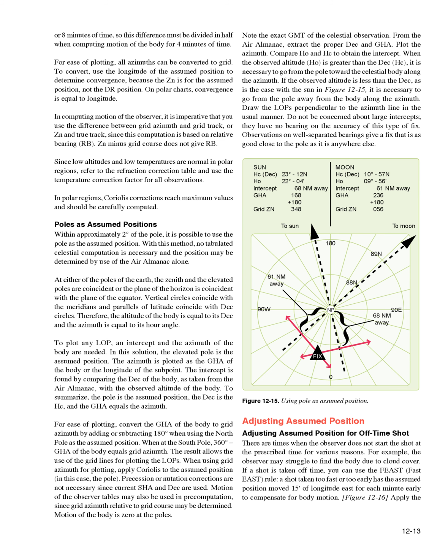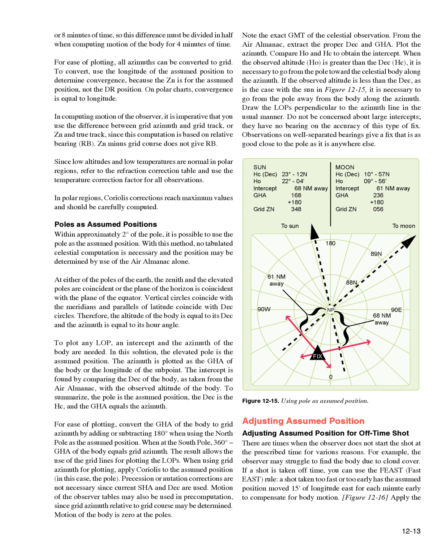If the observed altitude is less than the deck, as is the case with the Sun in Figure 12.15, it is necessary to go from the pole away from the body along the azimuth. Draw the LOPs perpendicular to the azimuth line in the usual manner. Do not be concerned about large intercepts, they have no bearing on the accuracy of this type of fix. Observations on well-separated bearings give a fix that is as good close to the pole as it is anywhere else.